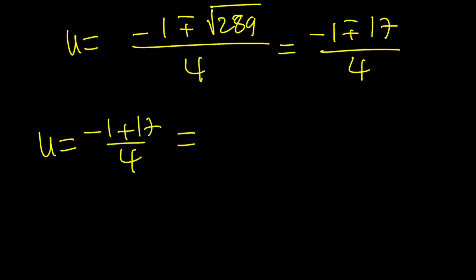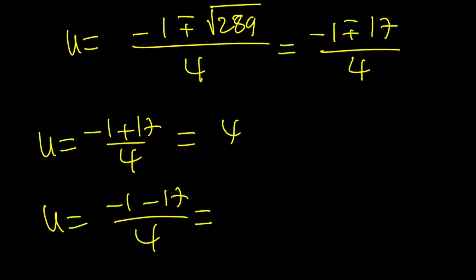That's going to be 4. Or u equals negative 1 minus 17 over 4. That's going to be negative 18 over 4, or negative 9 halves. Great, but not so great.